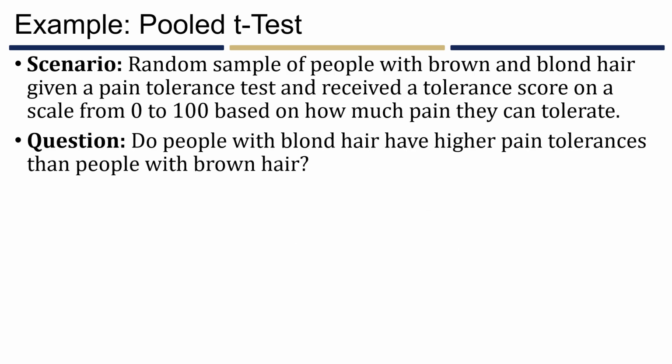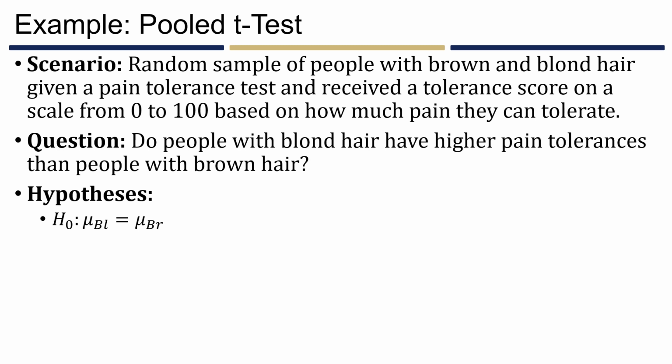So let's take a look at this example. We have random samples of people who have brown and blonde hair. Each one of them is given a pain tolerance test and receives a pain tolerance score on a scale from 0 to 100 based on how much pain they're able to tolerate. We want to know if people who have blonde hair have higher pain tolerances compared to people who have brown hair. So we can set up our null hypothesis so that the two means are equal to one another.